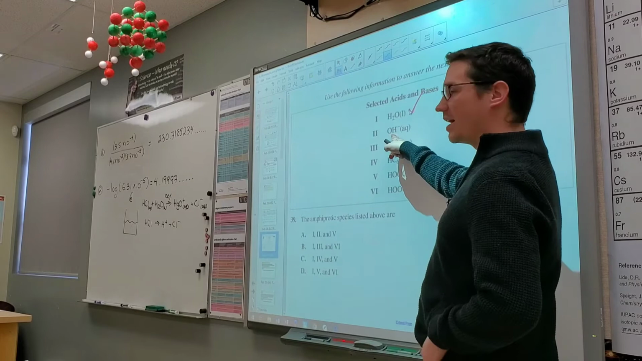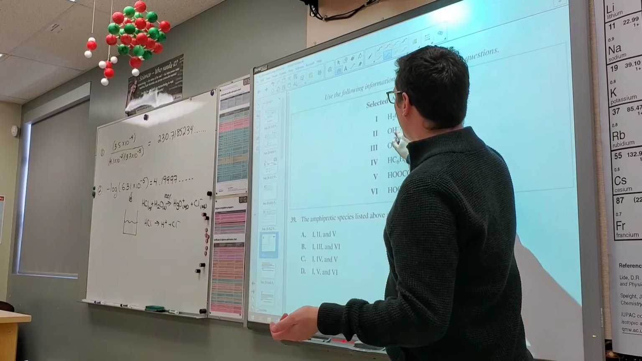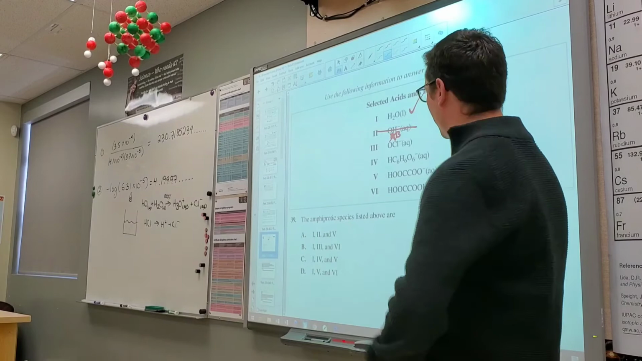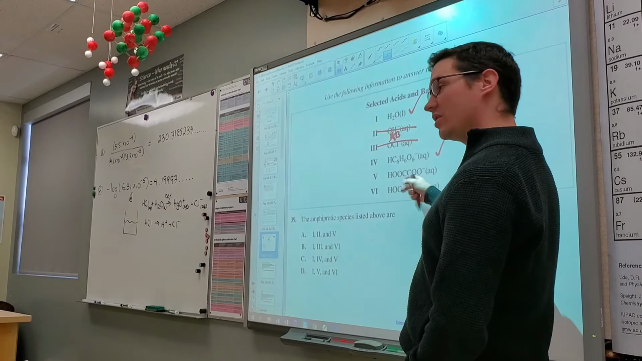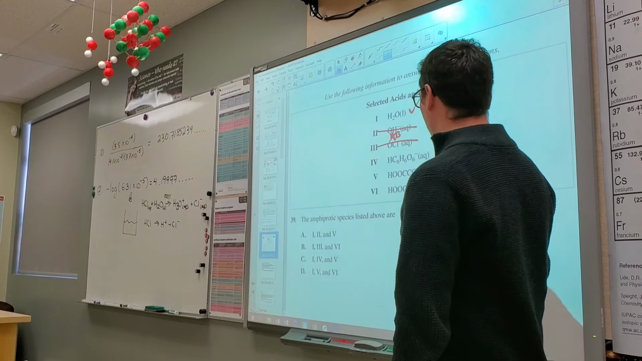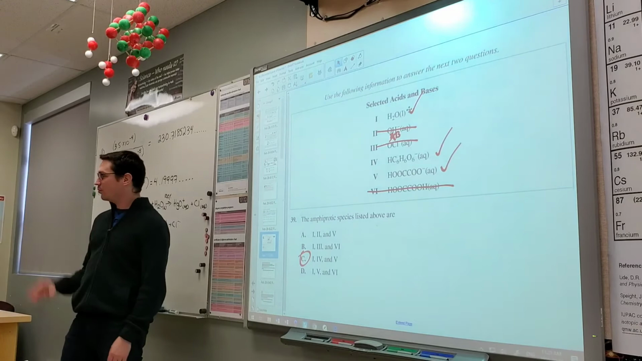Okay, hydroxide. Can it act as an acid? No. Can it act as a base? Yes. Well, it's a base, but it's not an acid, so it doesn't fit our definition of amphiprotic, right? OCl minus. No. Can't be an acid. HC6H6O6 minus. Yes. Hydrogen oxalate. Yep, absolutely. What about oxalic acid? No. So 1, 4, and 5. C. Swish. If you saw that on a diploma exam, would you be happy?